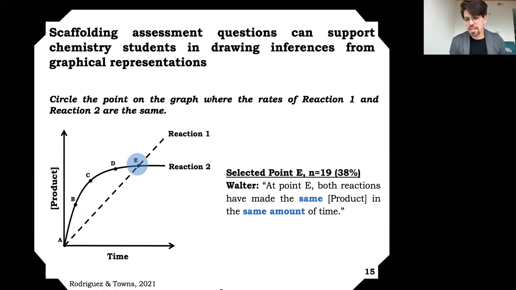Walter says at point E, both reactions have made the same concentration of product in the same amount of time. So rather than attending to the axes, Walter is really focusing on that salient feature here, that intersection. And something is the same there at the intersection. It's just that it's not rate. And so we're seeing something similar to the previous problems, where we want to direct students' attention to important information related to the axes.